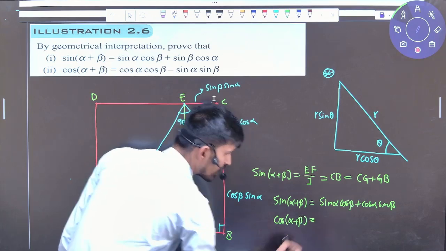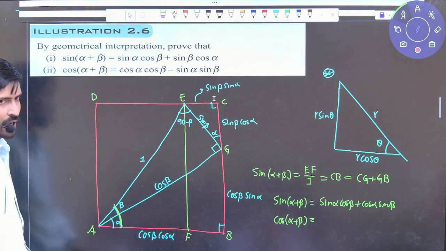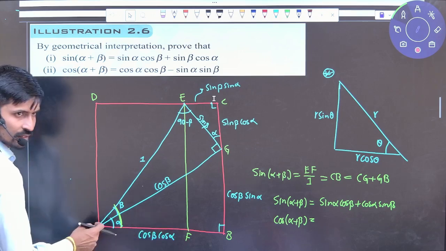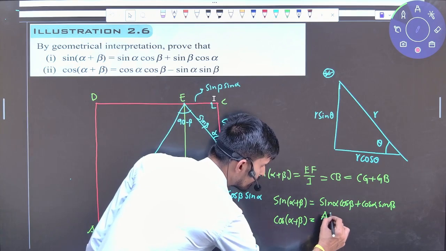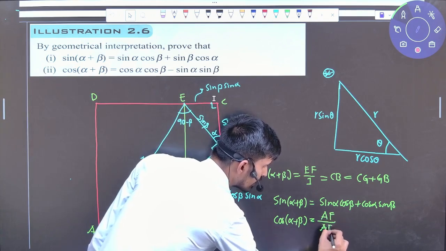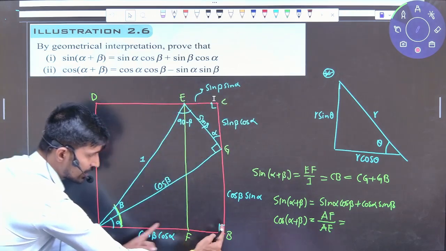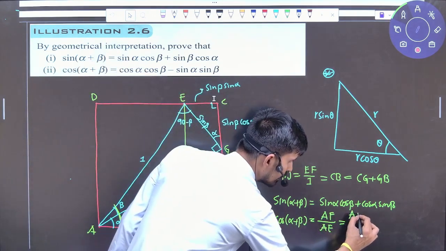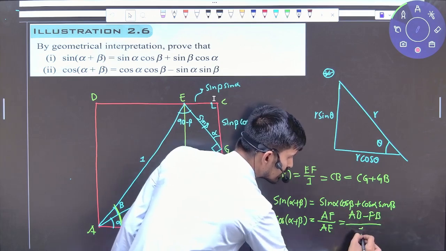alpha plus beta, what will be cos alpha plus beta? Base upon hypotenuse. So what is base? AF upon hypotenuse AE. AF upon AE. What will be AF length? AB length minus FB length. AB minus FB upon AE length is 1.